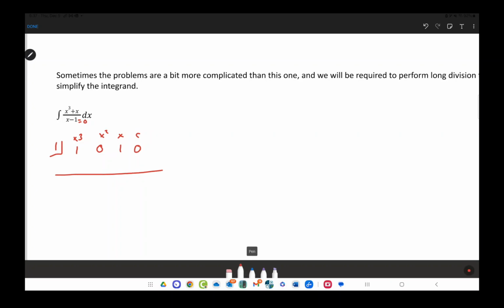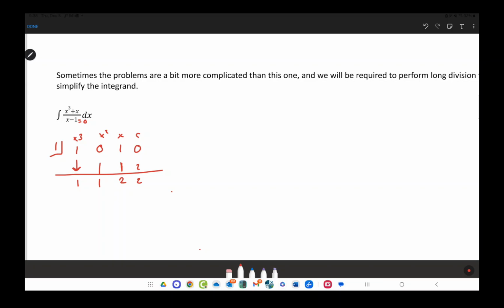So bring down the 1. Bring down the first one. Remember, everything below the bar gets multiplied by what's in the box, and you add that to the next number.